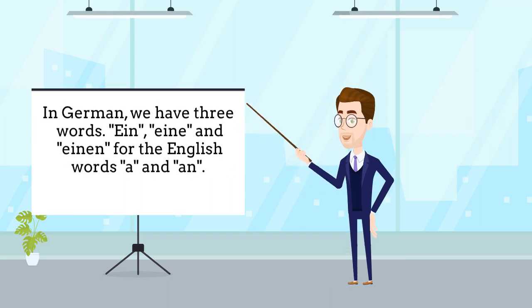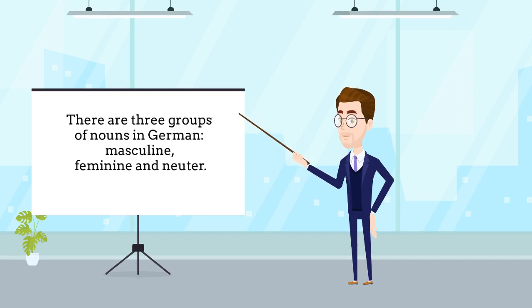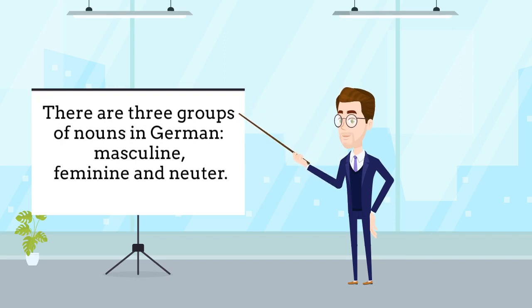In German, the equivalent to a or an is ein, eine, einen. So we've got 3 words in German instead of the 2 that we have for English. In English, we use a or an depending on whether the noun starts with a vowel or a consonant, for example, an apple or a car. But in German, which article we use depends on whether the noun is masculine, feminine, or neuter.